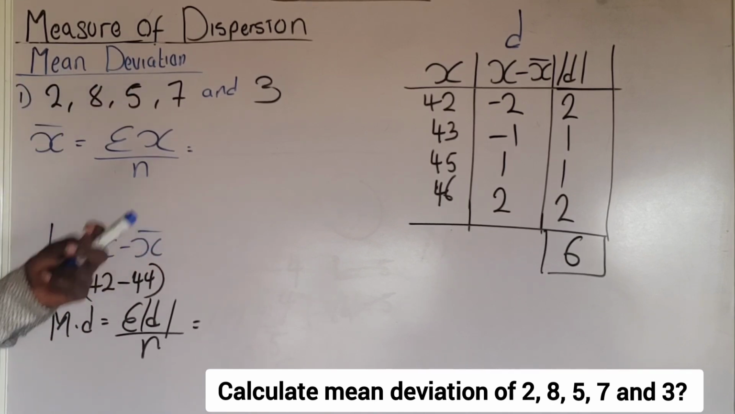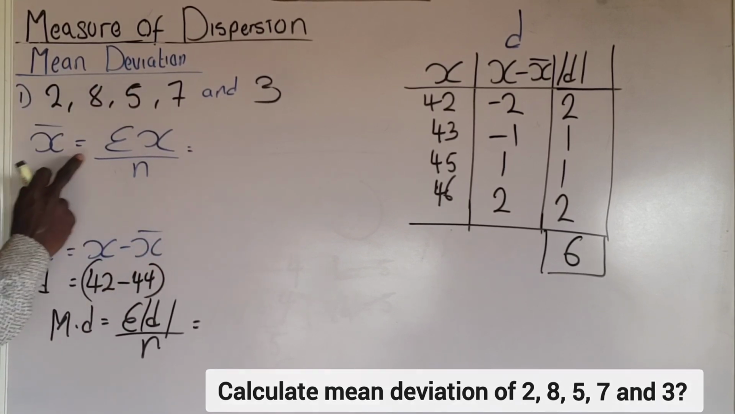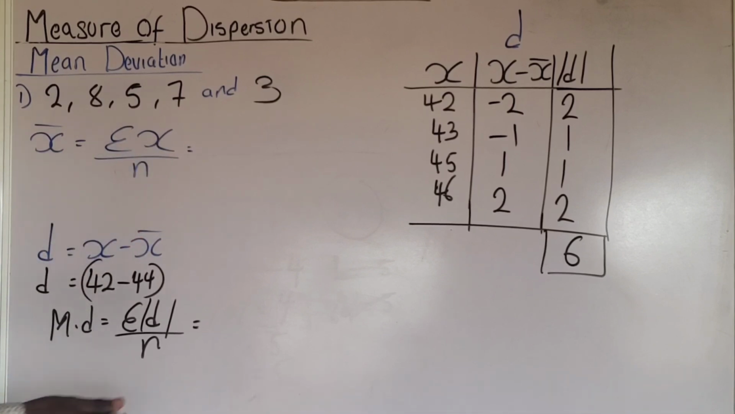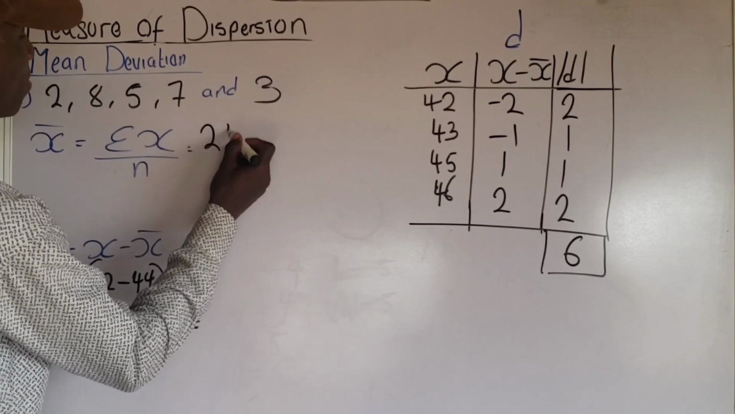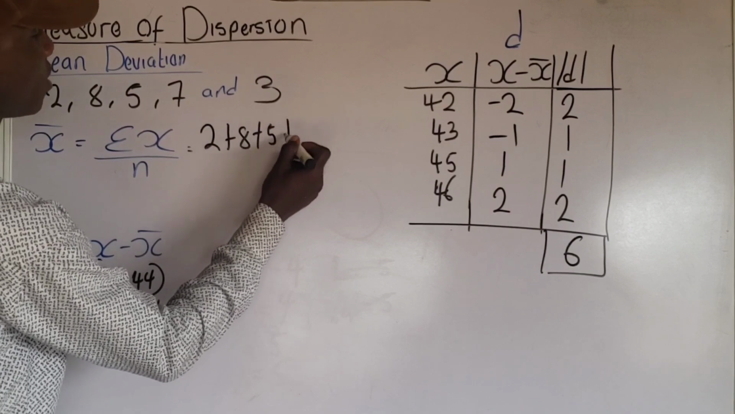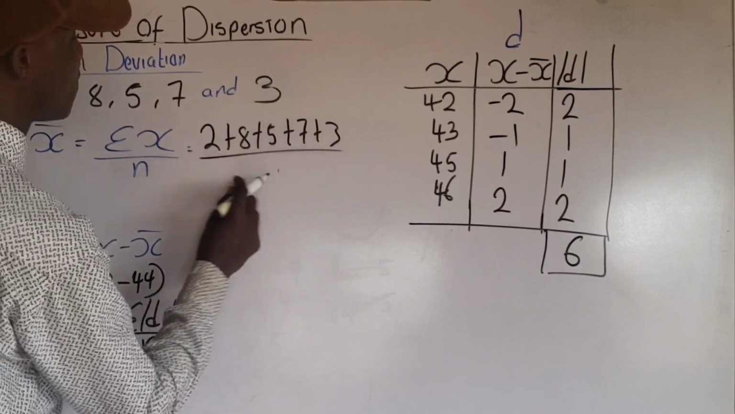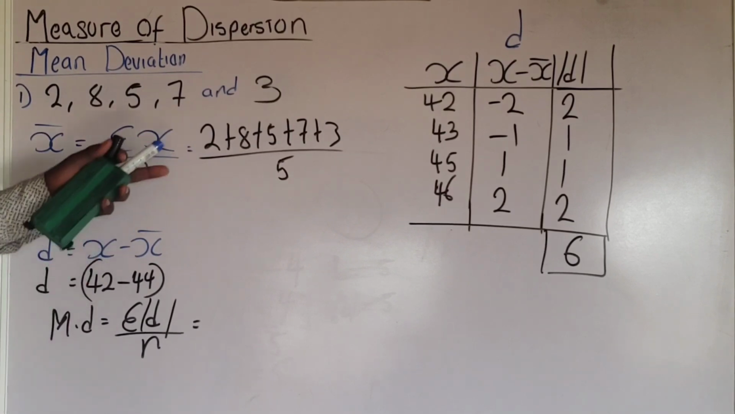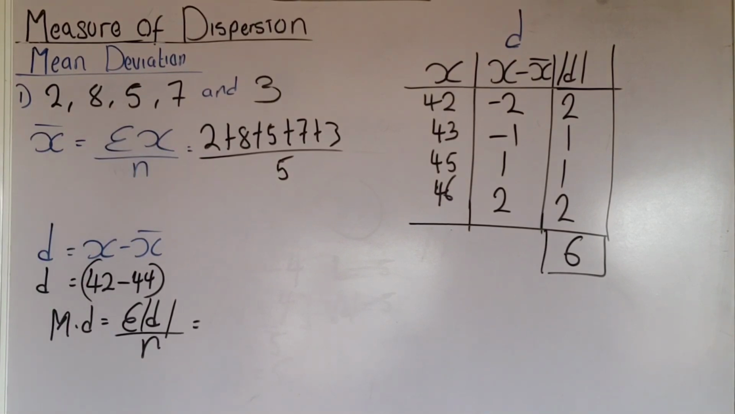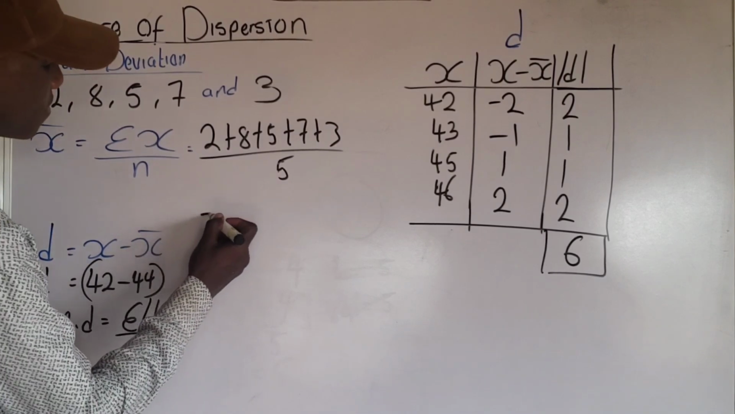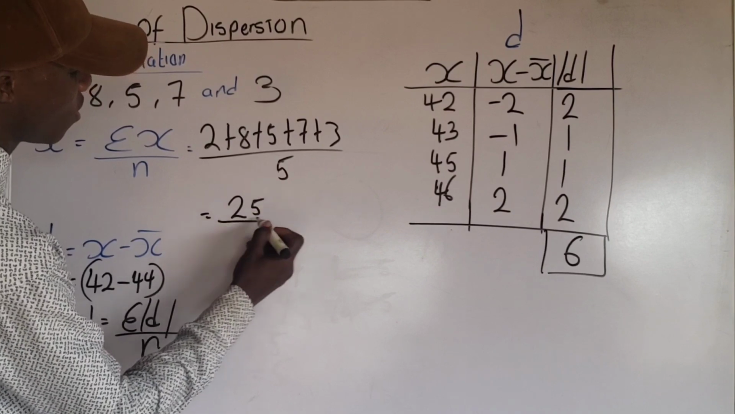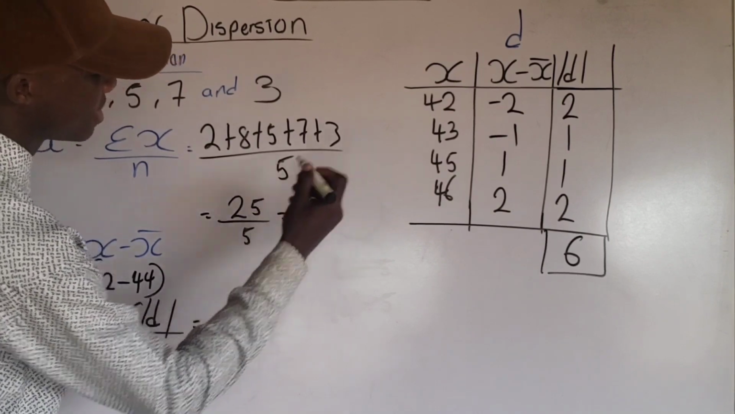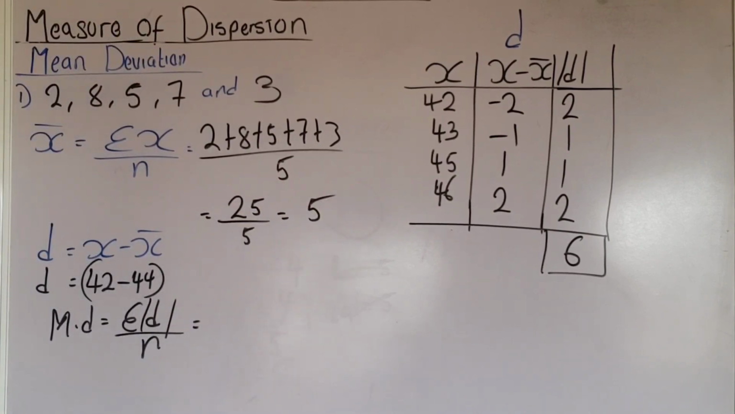So I need to first calculate the mean, okay? So mean is given by what? Summation x all over n. So that means I'm going to sum all these values together. 2 plus 8 plus 5 plus 7 plus 3, okay? All over 1, 2, 3, 4, 5. All over 5. Do you understand how I got this? Okay? Now, if you add all those values together, you're going to have 25. So here, I'm going to have 25 all over 5. So that means I'm having 5 as the mean, okay?